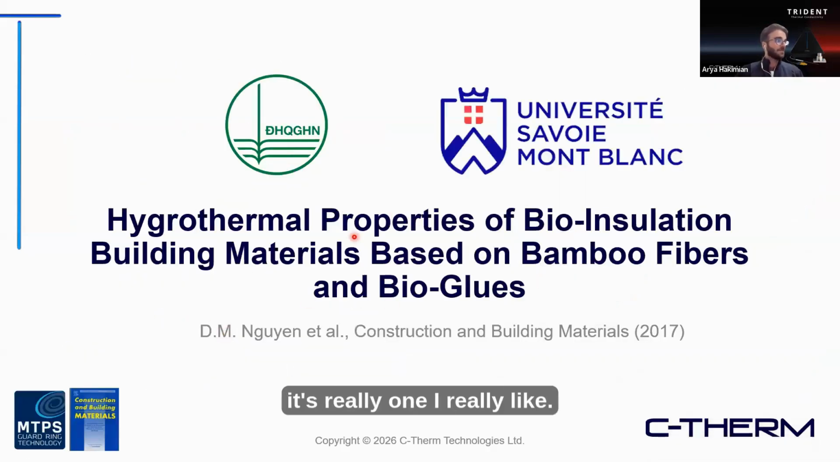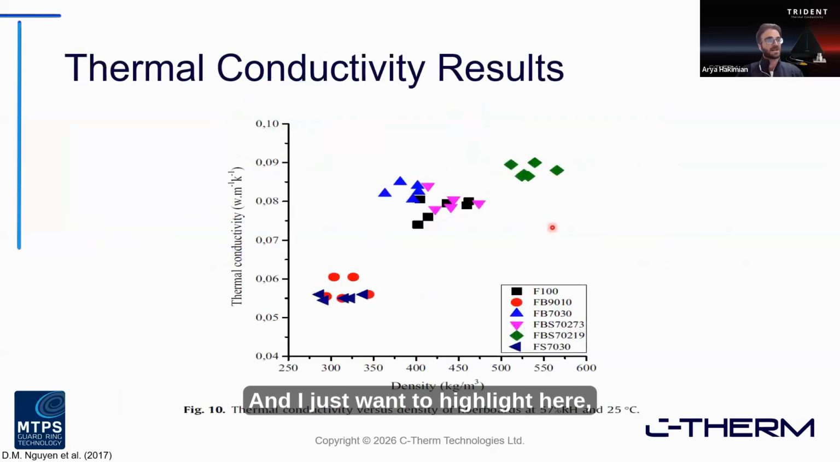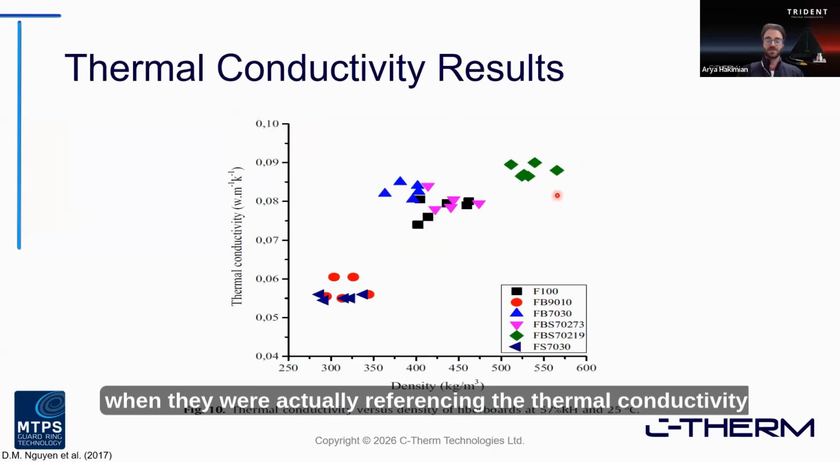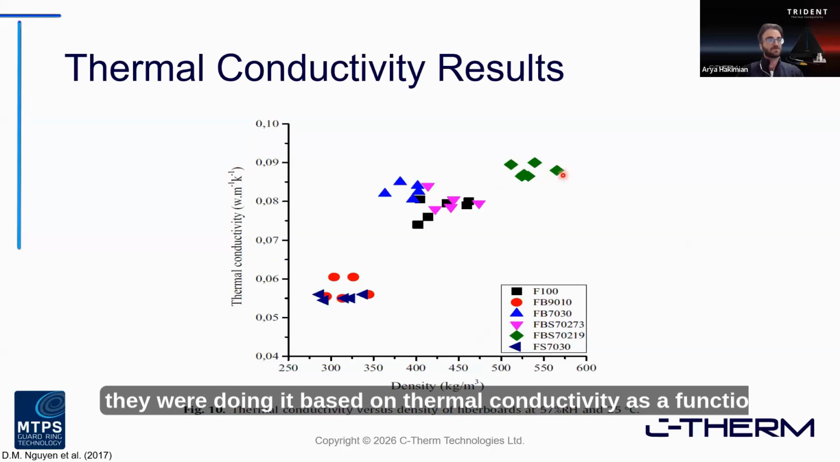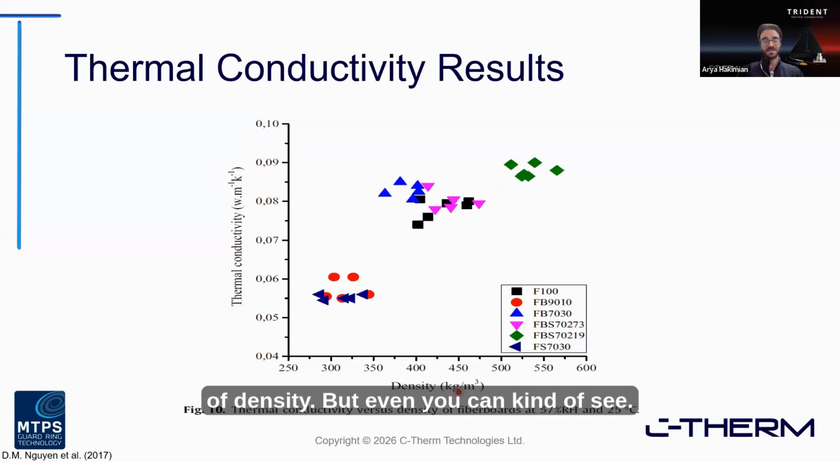This paper here is one I really like. It's from quite a few years back now, but it was a group looking at bio-based insulations using bamboo fibers and bioglues. And I just want to highlight here, when they were referencing the thermal conductivity data on their MTPS, they were doing it as a function of density, but you can see even the same sample, different specimens of the same lot, there was some inherent variation. So kind of quantifying that shift.